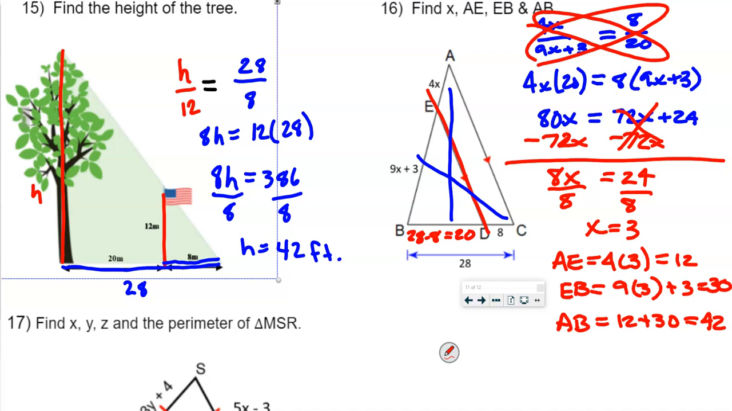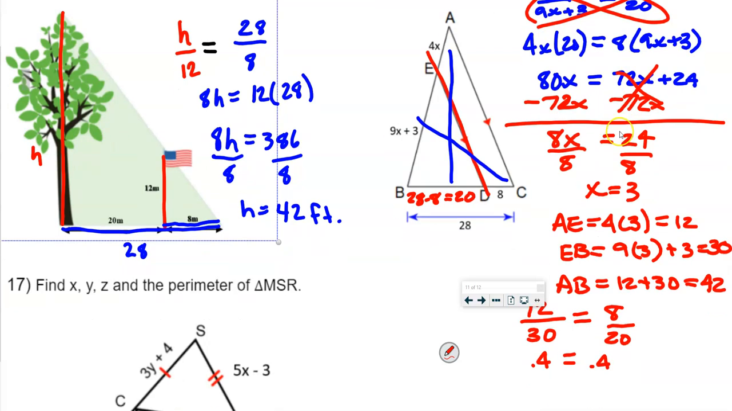And again, you can check your answer by doing the 4x, which was the 12, over the 30, and see if that's equal to our 8 over our 20. 12 divided by 30 was 0.4. And guess what 8 divided by 20 was? Also 0.4. That's what we're looking for, okay?